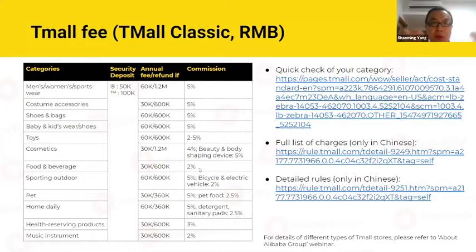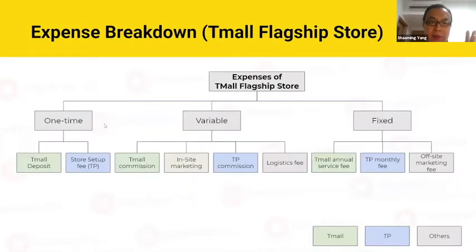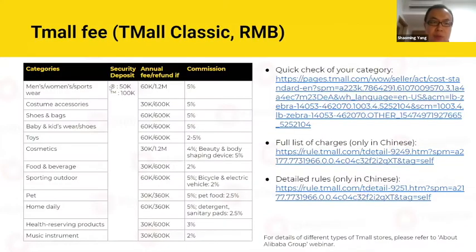So let's look at these parties one by one. I introduced the Tmall part yesterday. They have, as I've shown here, deposits plus commission plus annual fee. So you have deposits and the annual fee, which is refundable if the annual sales achieve the number here, you can get this annual service fee refunded by Tmall, and the commission. I have already introduced this yesterday, so I'm not going to repeat it again.